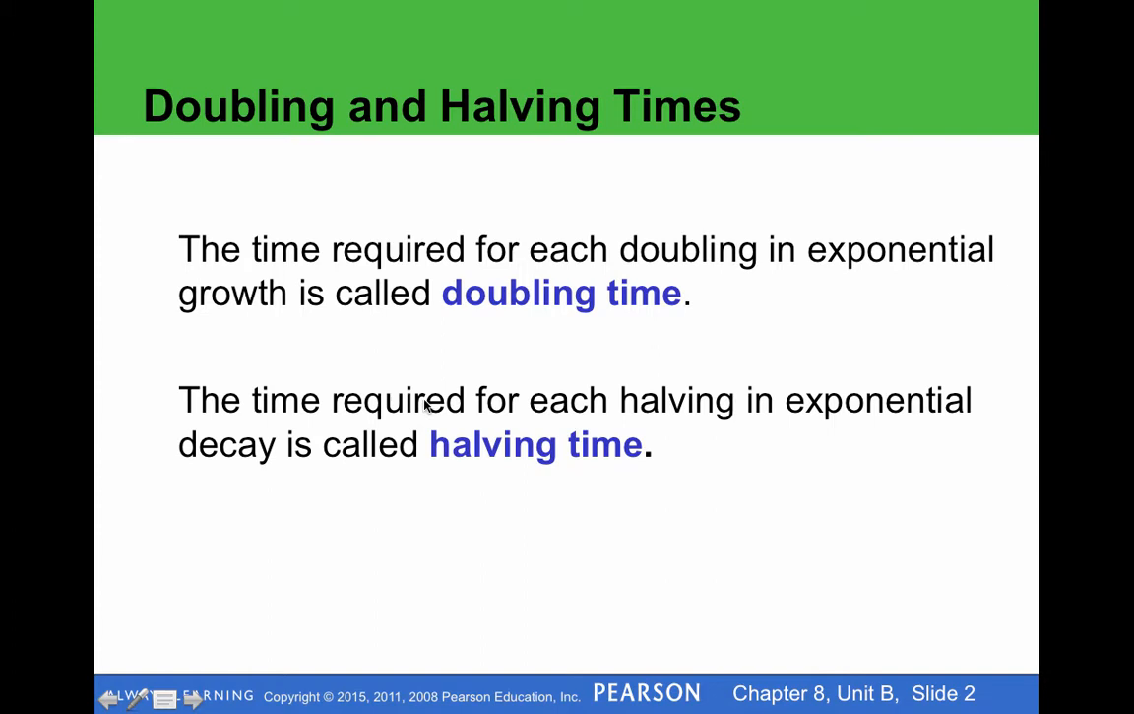So we use this a lot when we try to date archaeological sites using what's called carbon dating, and we use the half-life of carbon, which is a very, very long time, to figure out the age of, say, archaeological sites or dinosaur bones or things like that.